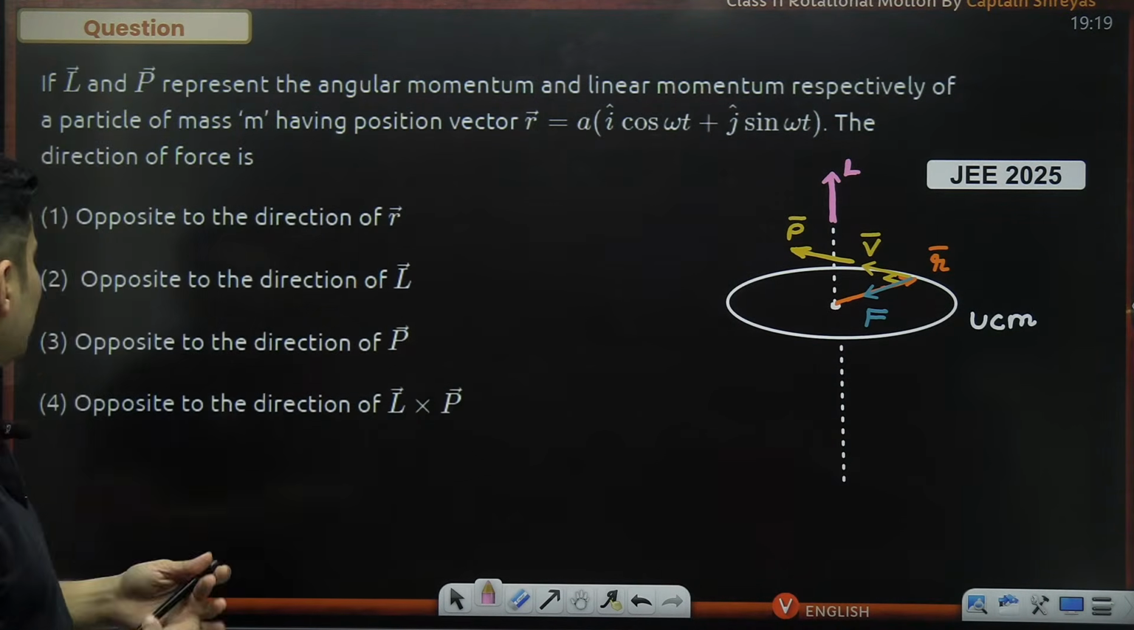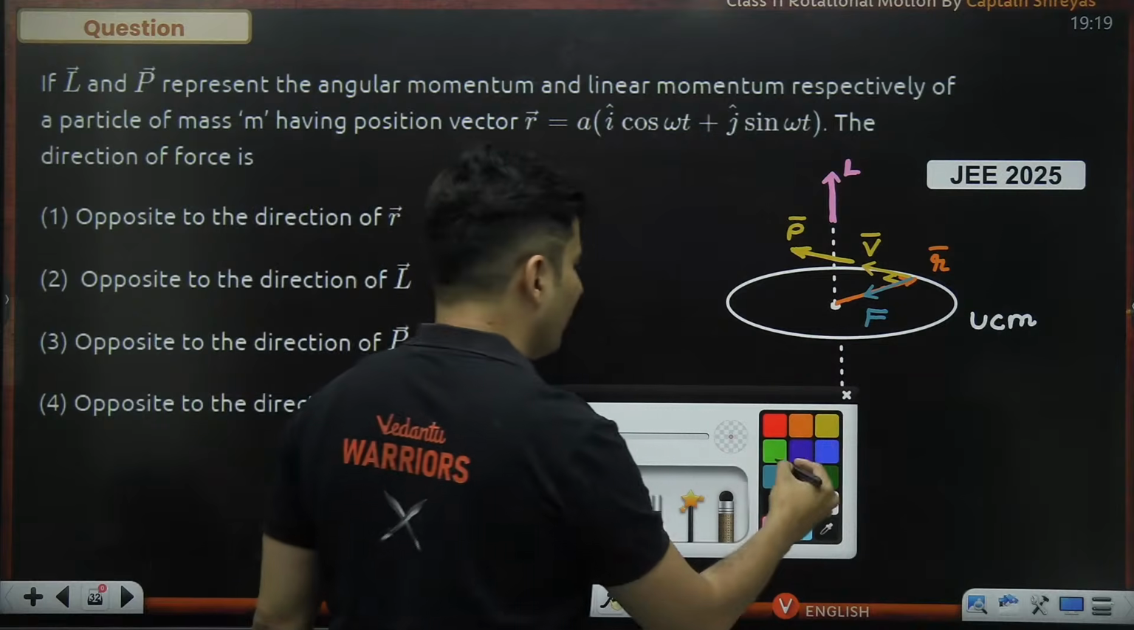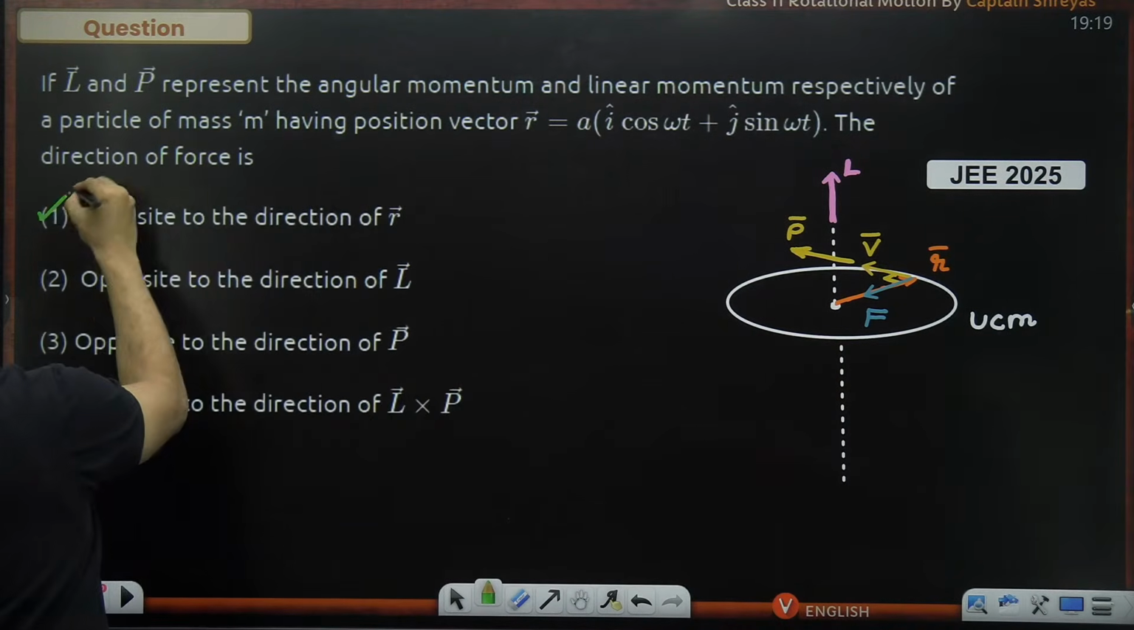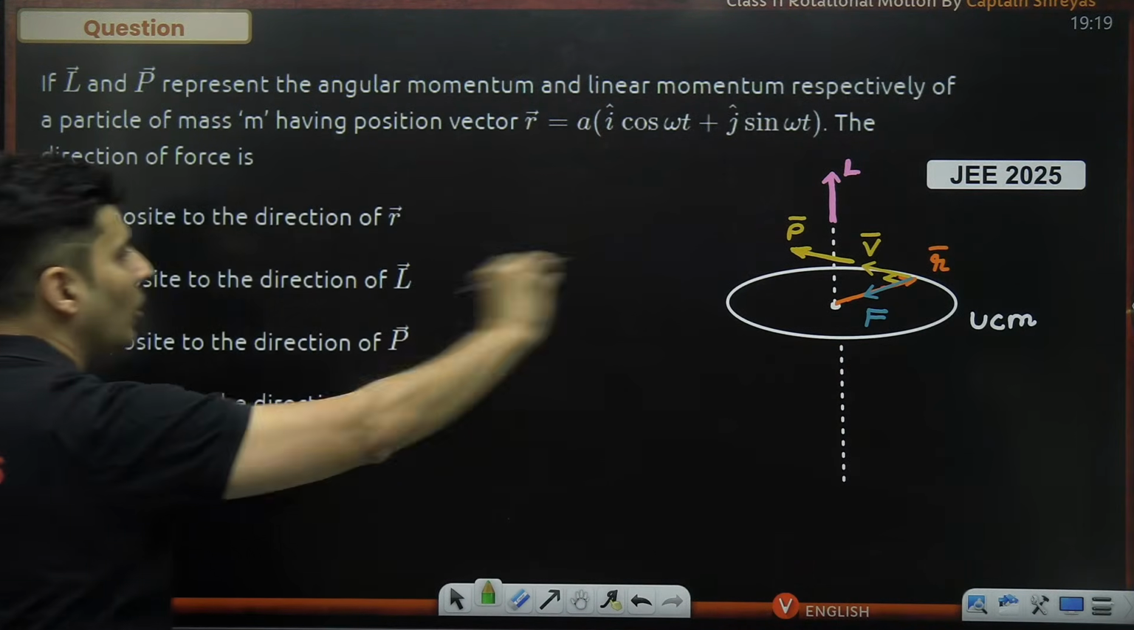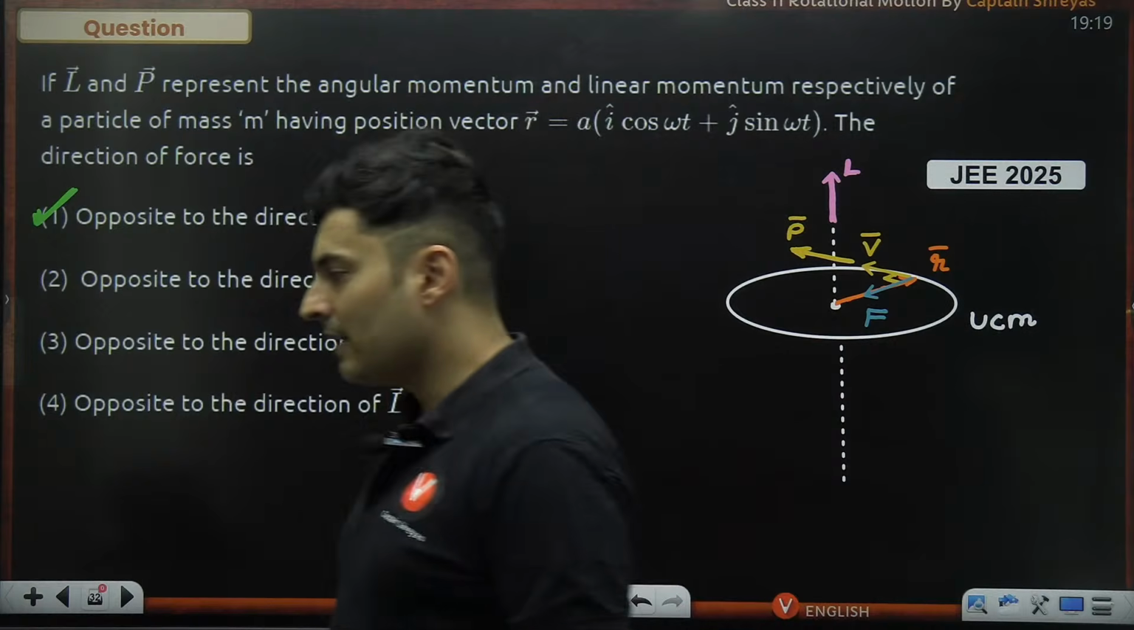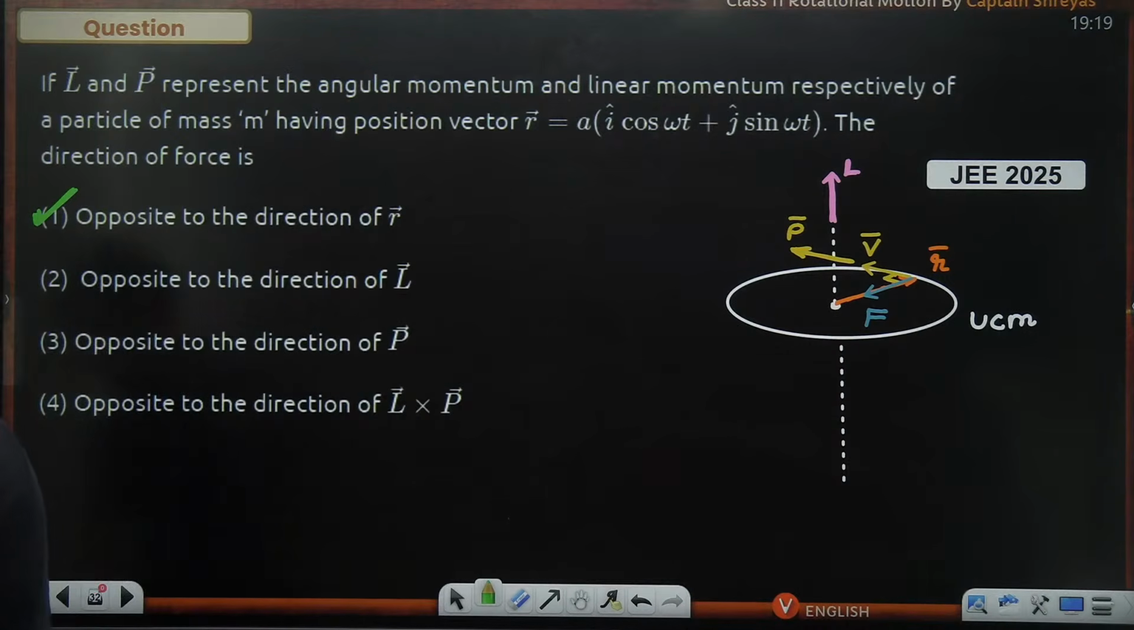Oh my God, it's so simple now. Force and R are opposite of each other. Isn't it so obvious now? How many of you wrote option A?